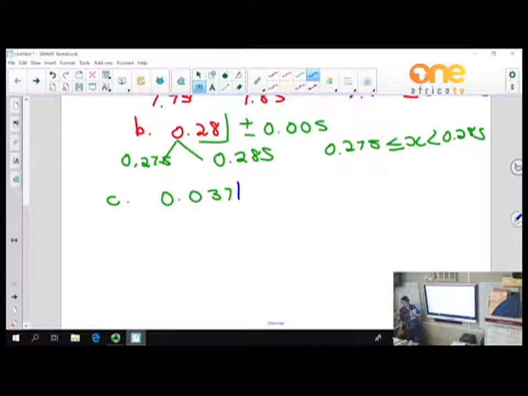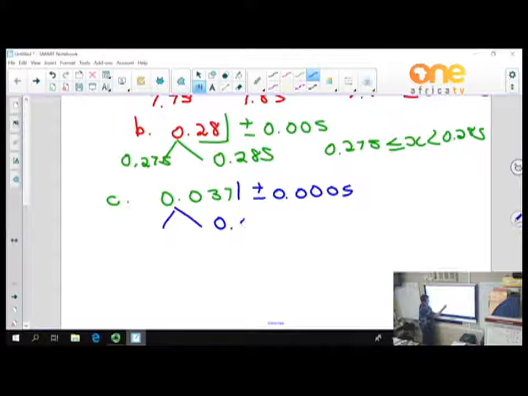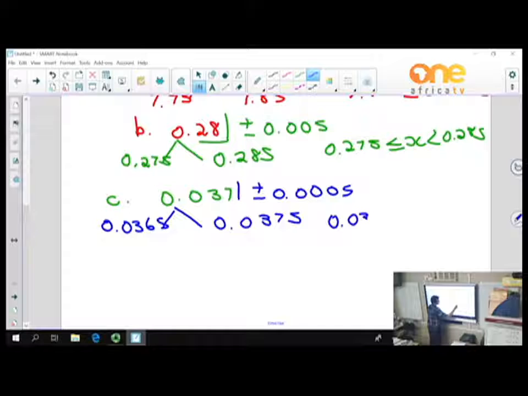This is where 2 significant figures lie. The zeros in the front doesn't count. So then you are quite right. It will be 0.0005. 3 zeros and then the 5, half of it. So the upper bound is 0.0375 and the lower bound is 0.0365. So your limits is then 0.0365 is less than equal than x is less than 0.0375.